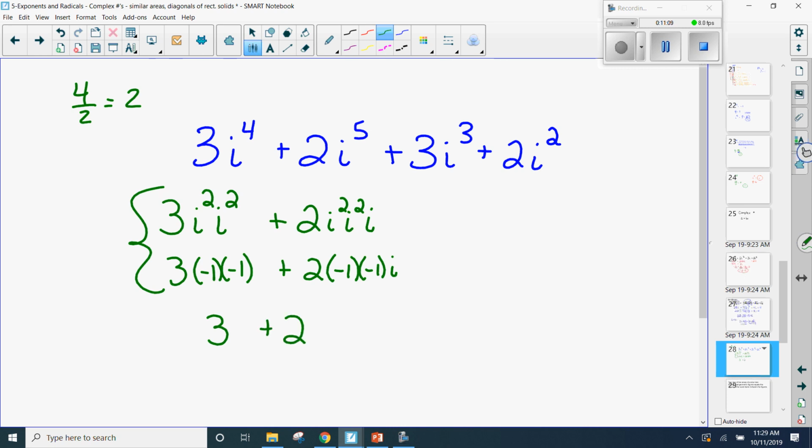You can't. No. I missed him talking that way. Can't get 10i to the 14th. Nope, because what if they were x's? Can you take x squared plus x? No. They're not like terms.